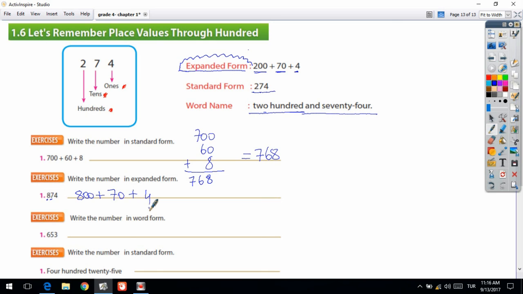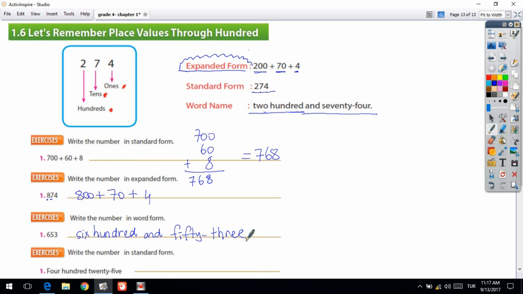Okay, another example. Write the number in word form. Word form means how to write the number in words. Which number is it? 600 and 53.